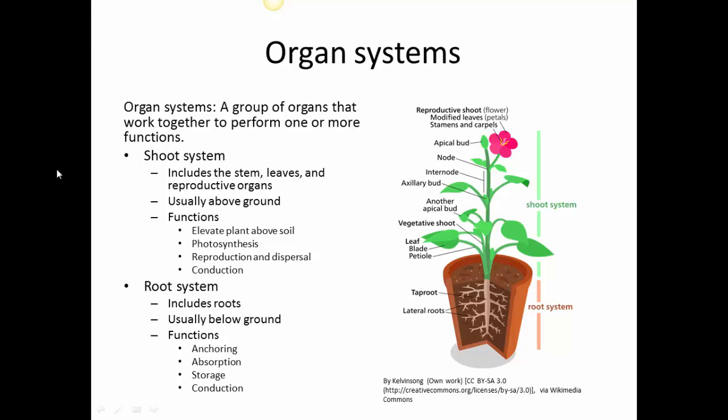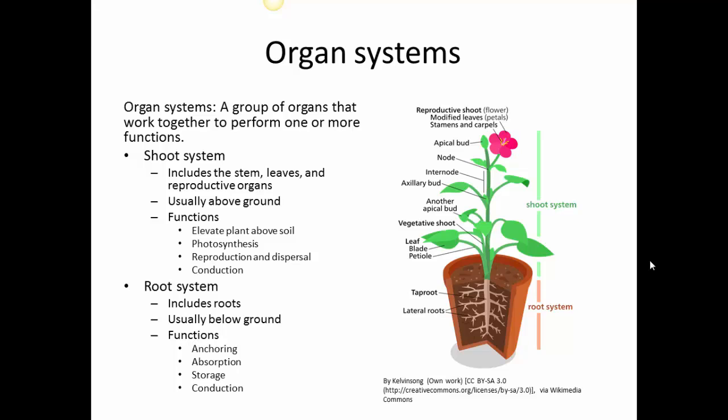The shoot system includes the stem, the leaves, and the above ground reproductive organs, such as flowers. The shoot system, which we see here shown in green, is usually above ground. There are some plants that have underground stems. So a potato is an example of an underground stem. Ferns have rhizomes, which are underground stems, but normally you can identify the shoot system pretty easily because it's the parts of the plants that are above the ground. One of the functions is to elevate the plant above the soil so that the leaves can intercept the sun and photosynthesize.